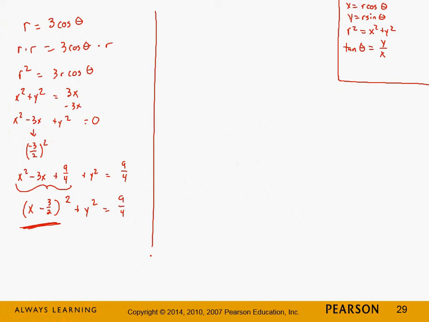What if you just had, say, r equals 2? Just square both sides. Here, instead of multiplying both sides by r, you just square both sides to get r squared. So you get r squared equals 4, and then r squared is just x squared plus y squared. And then you're in standard circle form right away.